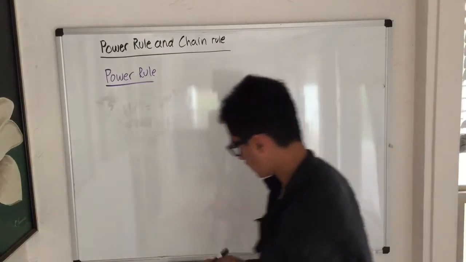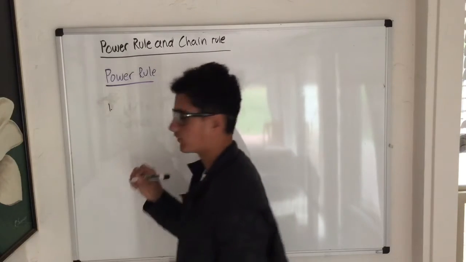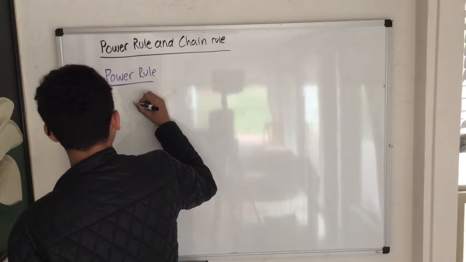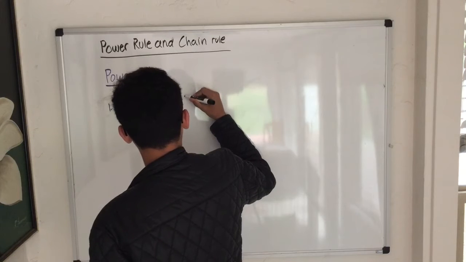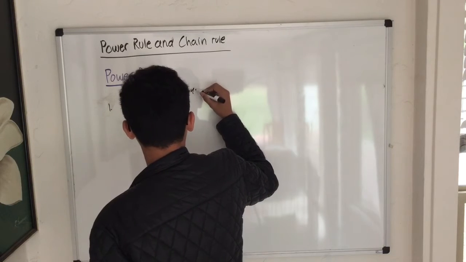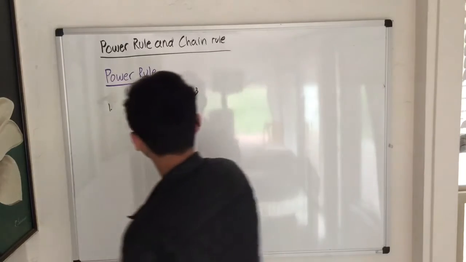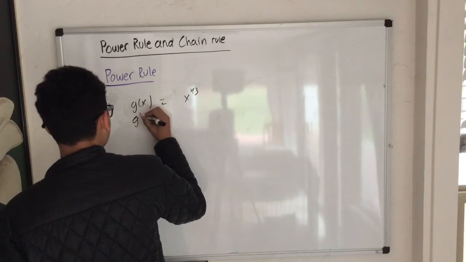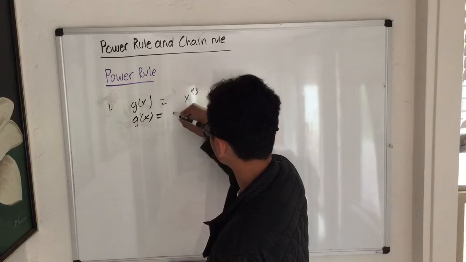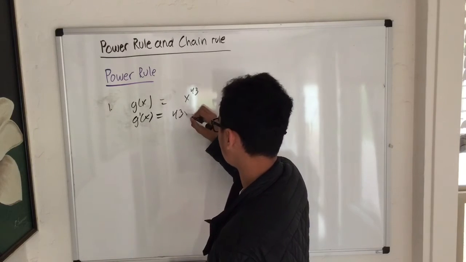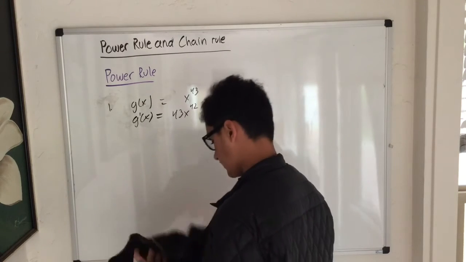Okay, so let's do another example. Let's say that g of x is equal to x to the power of 43. And it's a pretty big number, but again, the power rule says g prime of x should equal, you move the exponent to the front, it's going to be 43x, because x always stays the same, and then you subtract 1, so that would be 42.